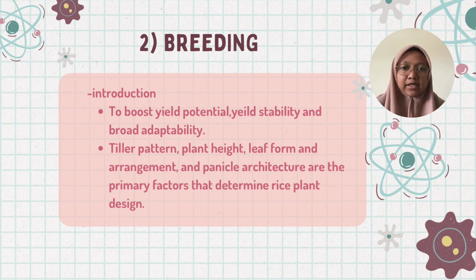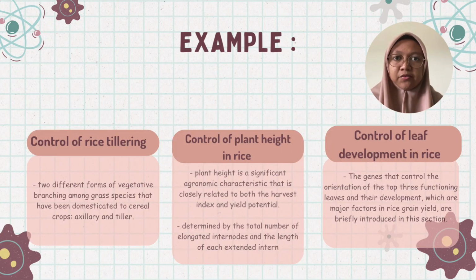On the other hand, another primary factor influencing rice grain yield might be plant architecture, which is tiller pattern, plant height, leaf form, and arrangement. For example, controlling rice tillering. Rice tillering is characterized by pattern and angle, which establish how much area the branch takes up.